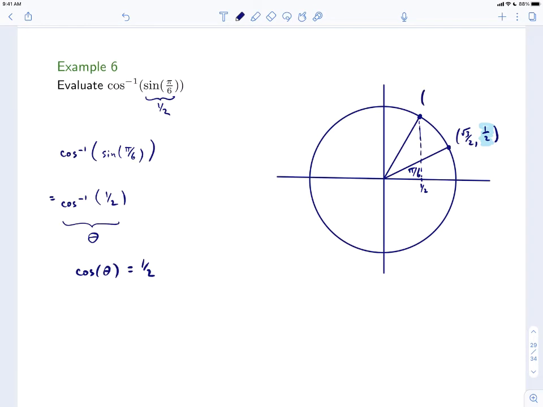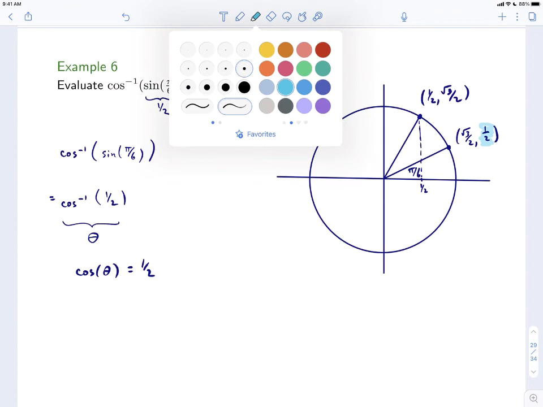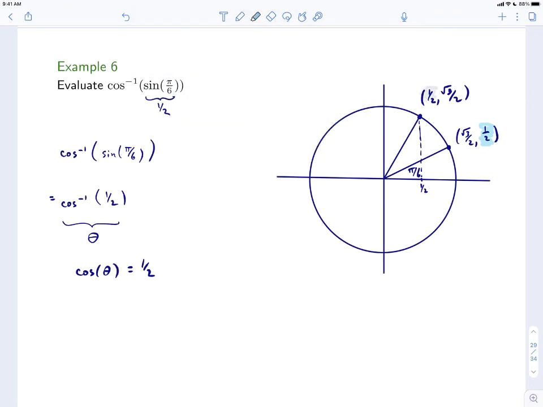So that's where x is 1/2 and y is the square root of 3 over 2. So now we're interested in this coordinate. Let's just change the color here. So we're interested in that coordinate. Now this is pi over 3. So that tells us that theta is pi over 3.